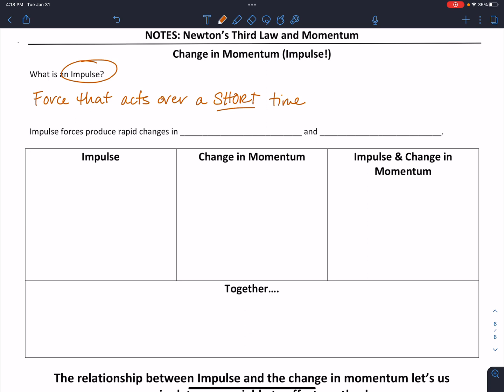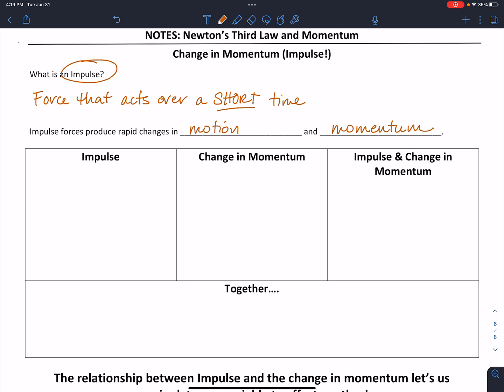So, for example, we had an example of a hockey player hitting a puck with his stick. So the impulse would be the stick hitting the puck, and at the same time, the puck exerts an equal and opposite impulse on the stick. So that's a short duration time interaction, and that falls under impulse. Now, these impulse forces produce rapid changes in two things. They produce rapid changes in motion, and because they change the motion, they also lead to a rapid change in momentum. All right, so that means that the change in momentum and the impulse are related.